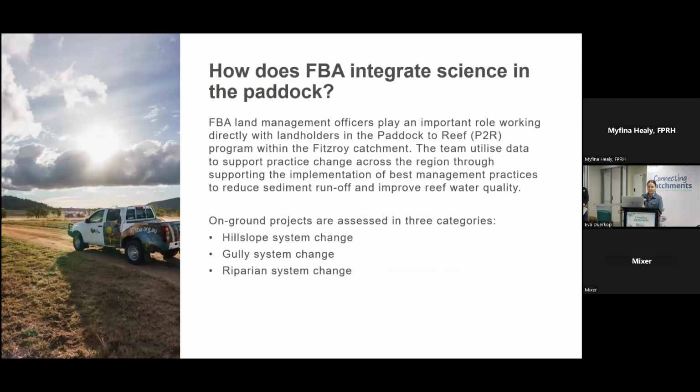FBA land management officers play an important role working directly with landholders in the Paddock to Reef program within the Fitzroy catchment. Our team utilised data to support practice change across the region through supporting the implementation of best management practices to reduce sediment runoff and improve reef water quality. So we assess on-ground projects through three categories: hill slope systems changes, gully systems changes, and riparian systems changes, which I'll go through some examples of each of those now.